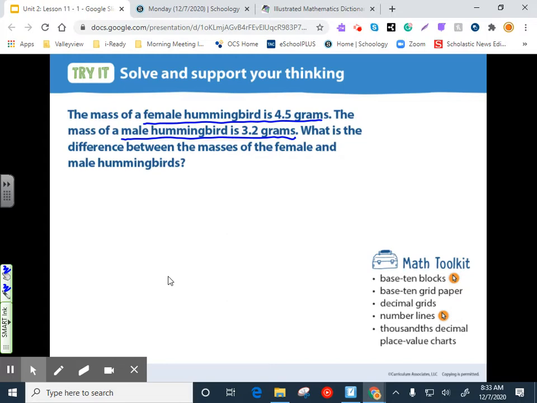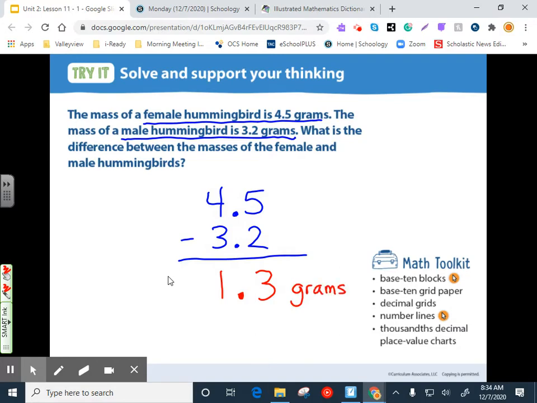So for this one, a word problem, the order can be based on wherever you set it up. So naturally, if you want to find the difference between two numbers, you're subtracting. So let's put our bigger number up top. Here's our 4 and 5 tenths. And then we have 3 and 2 tenths. And then we subtract them. 5 minus 2 is 3. Bring down your decimal point. And 4 minus 3 is 1. And don't forget to label it as 1.3 grams.